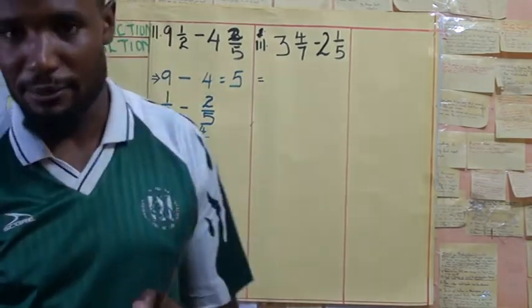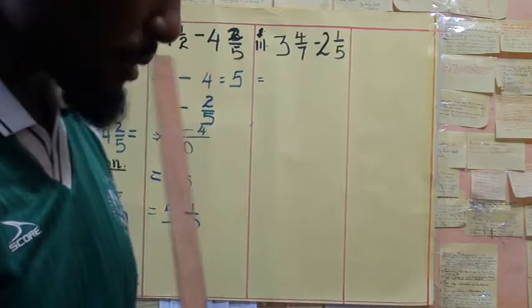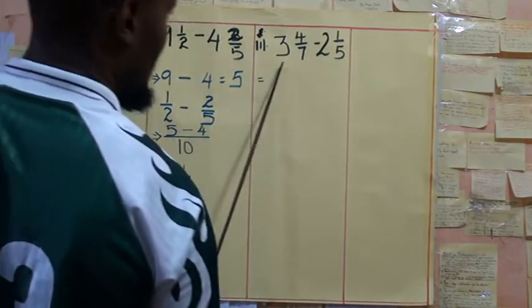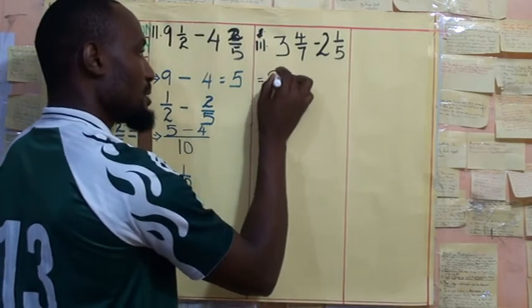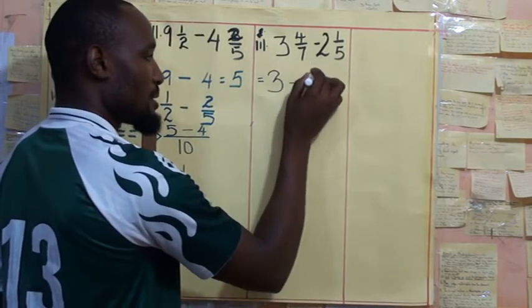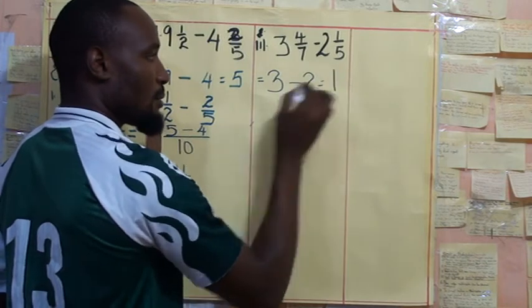Subtract the whole numbers first. What are the two whole numbers in our question? The two whole numbers in our question are 3 and 2. So subtract the whole numbers first. That is 3 minus 2, which gives you 1.